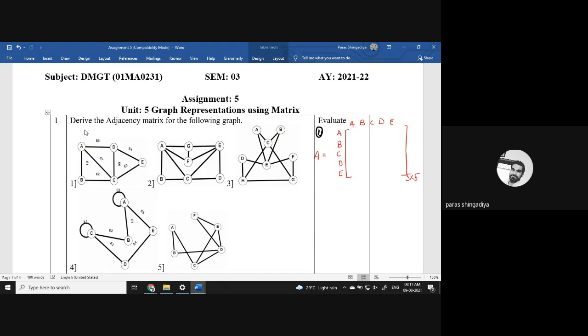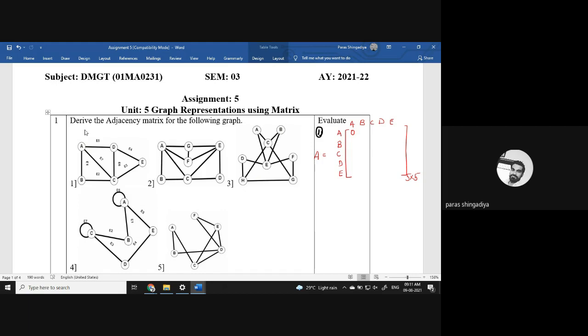Here we'll start with A, and we'll check its connection with all the vertices. If they are connected directly, meaning they are adjacent, then we'll put a 1. If they are not adjacent, we'll put a 0. First connection is A to A. A to A is 0 because there is no loop at vertex A. If there is a loop here, then it will be counted as 1. But there is no loop here, so it is 0. The first entry will be 0.